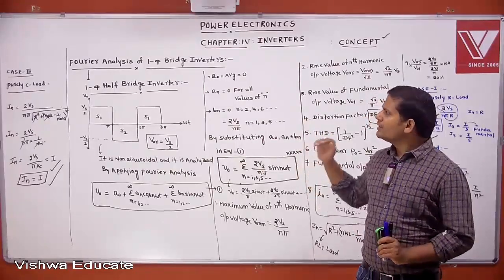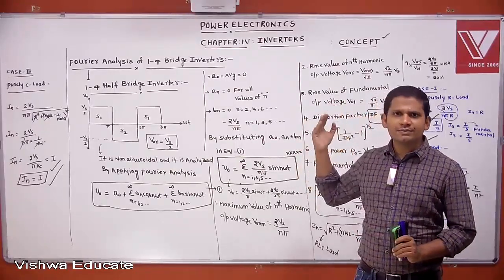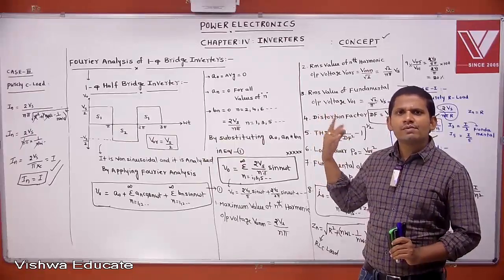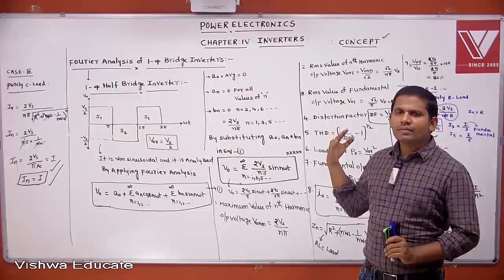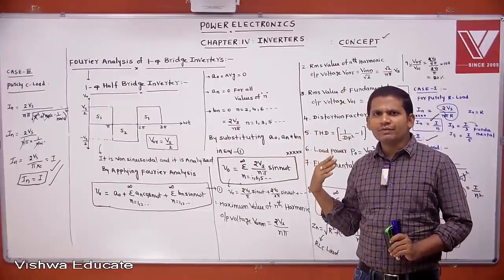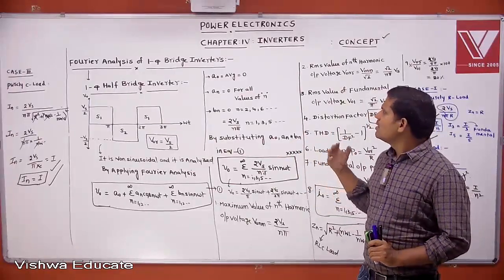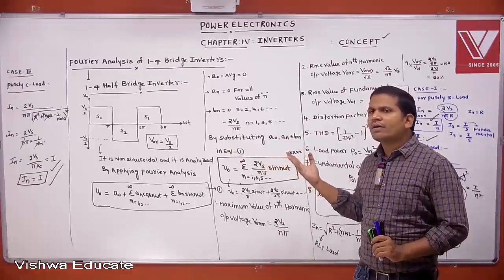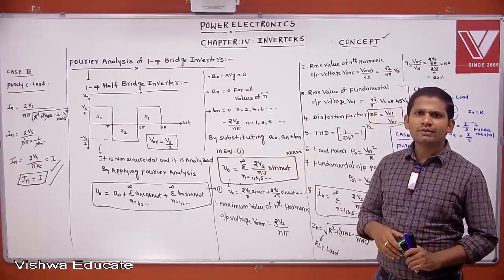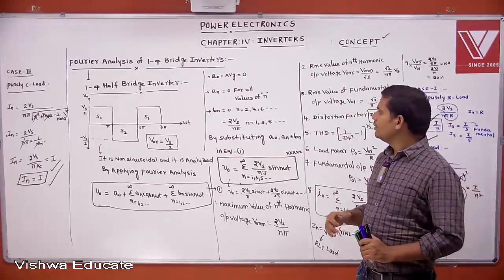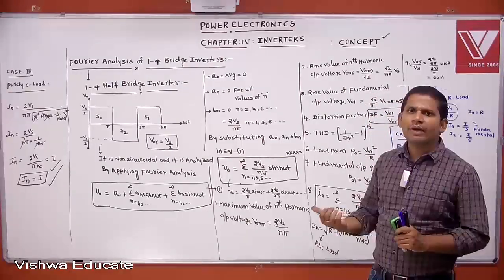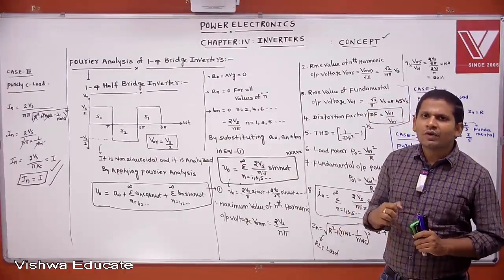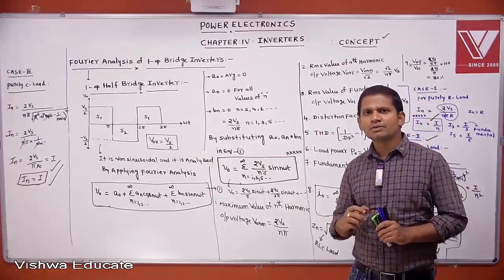Based on the previous sessions, I gave some introduction to VSI and CSI. I clearly explained what the half bridge inverter and full bridge inverter are, and this is the Fourier analysis for the half bridge and full bridge inverter. Now, with this knowledge, in the next session we'll continue with some examples, some classroom workbook problems, and other models of questions we can solve.